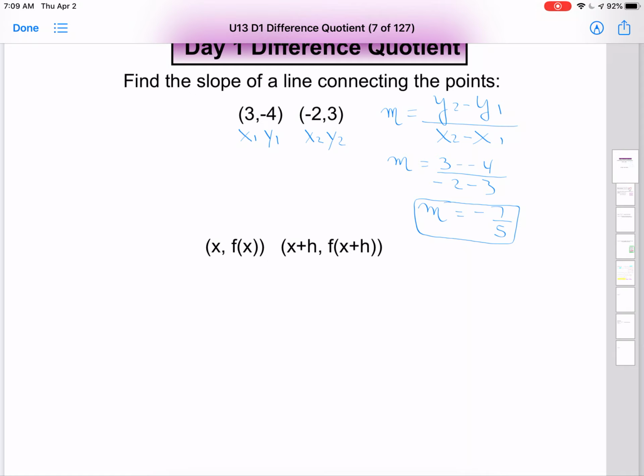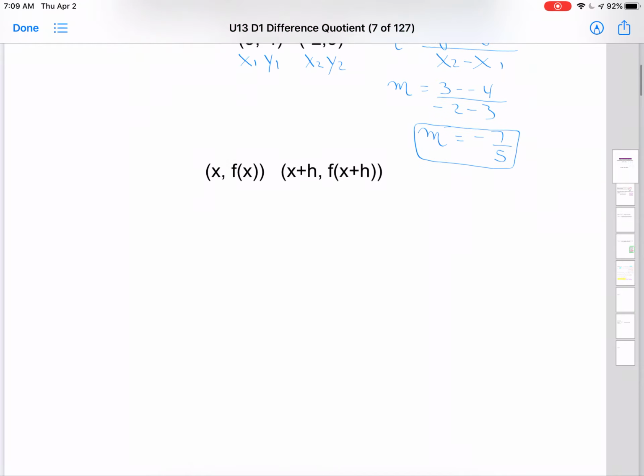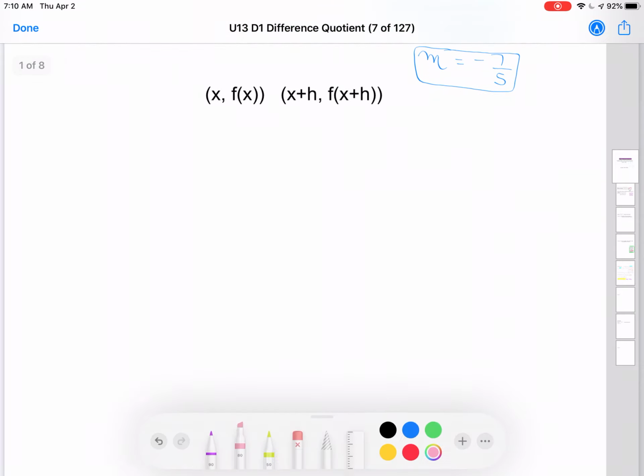Now the next one, x plus h. So I'm going to add some amount to x, and then that's going to become my new x essentially, x plus h, and then I plug that in to the y function, and that'll become my new y. Okay, so let's use the slope formula on this, and then I'll show you on a graph what this looks like as well.